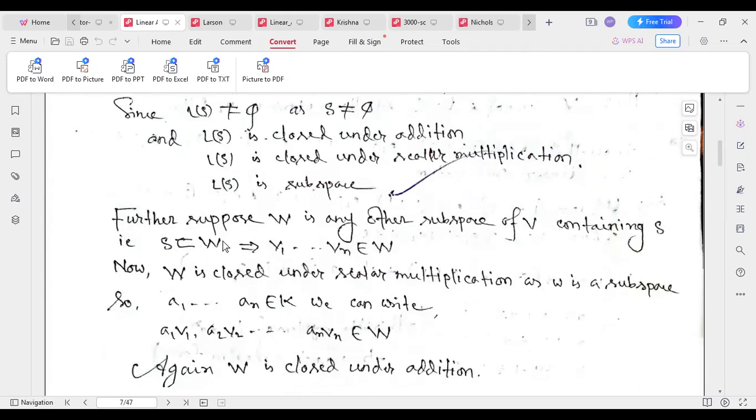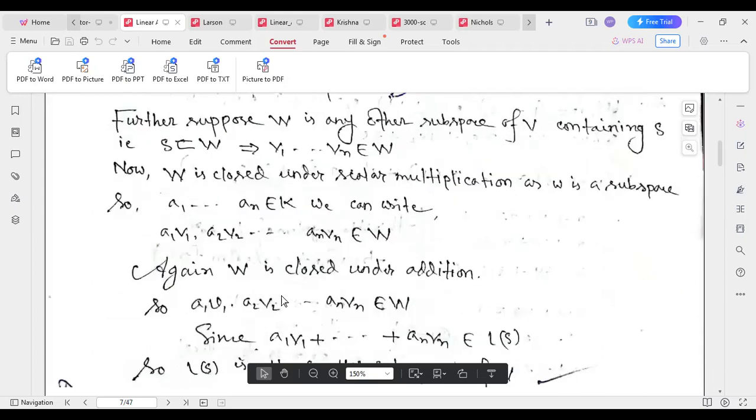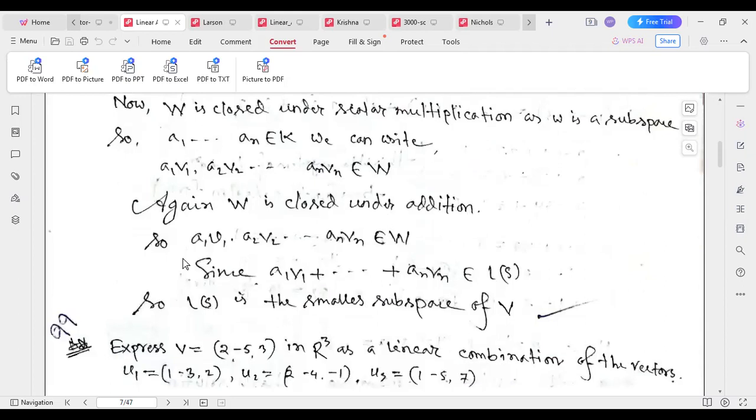That means S is a subset of W, so b1, b2, up to bn belong to W. Now W is closed under scalar multiplication as W is a subspace. So for any scalars a1, a2, up to an belonging to K, we can write the scalar multiple of each vector a1 b1, a2 b2, up to an bn belongs to W. Again, W is closed under addition, so the sum of every vector with scalar multiple will also belong to W. Since this linear combination belongs to L(S), L(S) is the smallest subspace of B.